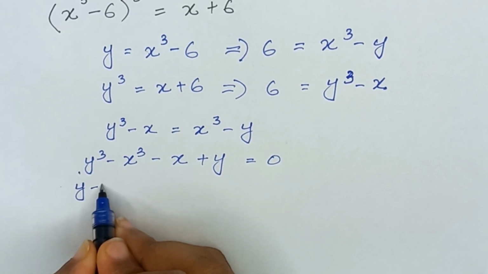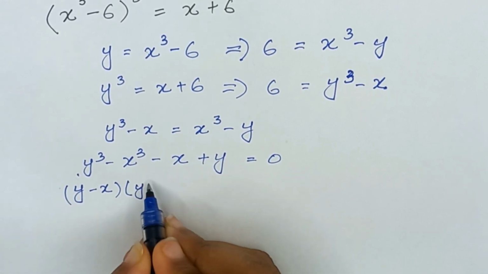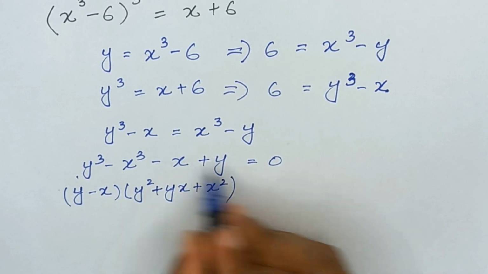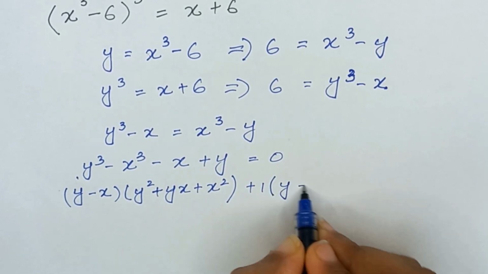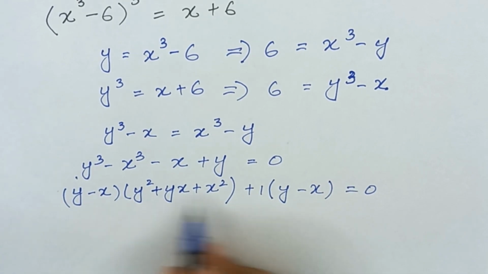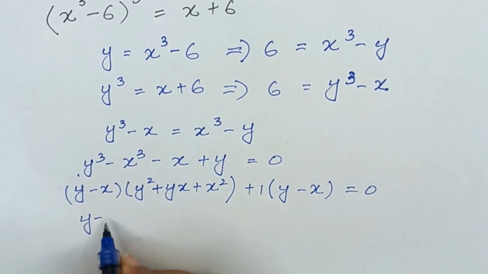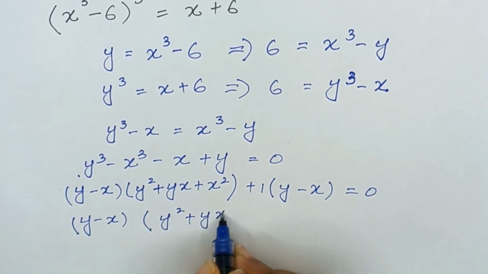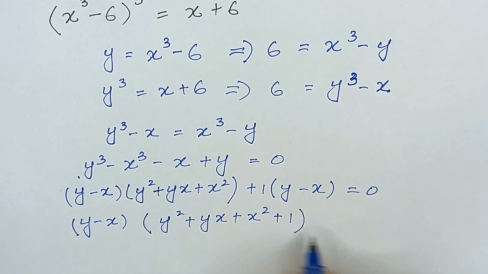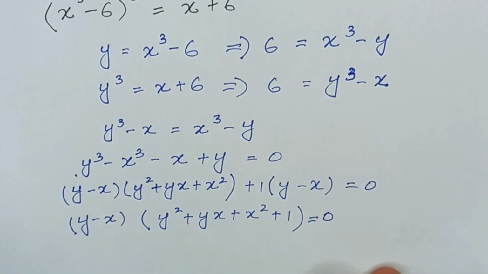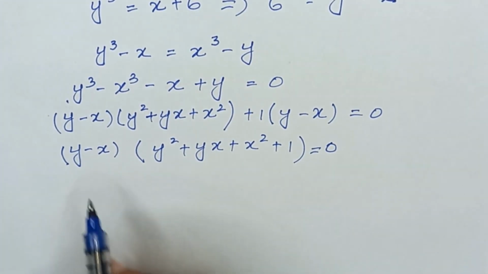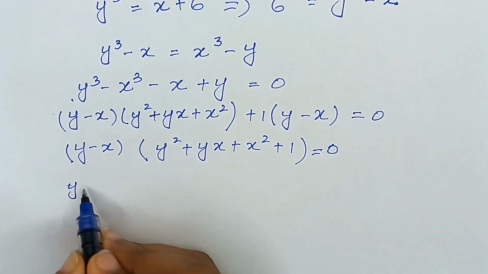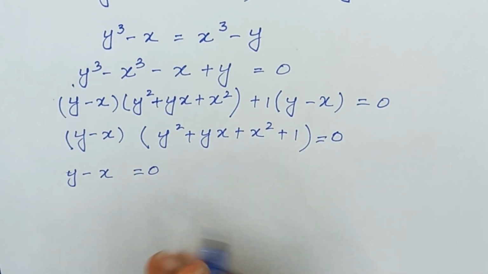It will be y minus x times y square plus yx plus x square, plus 1 times y minus x, and it will be equal to 0. Now you can see that y minus x is a common factor in both terms, so I will take y minus x common, so it will become y square plus yx plus x square plus 1, and it will be equal to 0. Now here we have two solutions, that y minus x is equal to 0 and this equation will also be equal to 0. So when y minus x is equal to 0, it means y is equal to x.